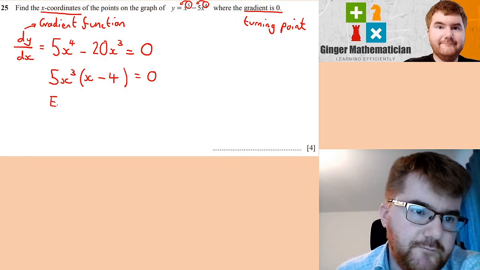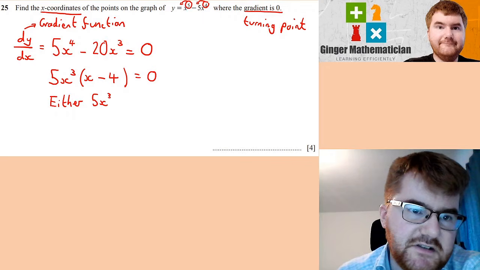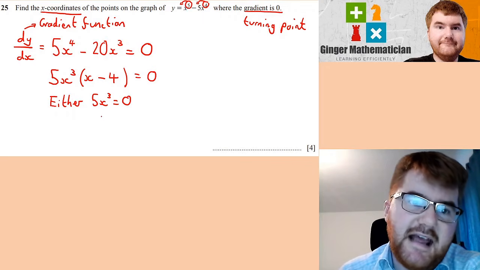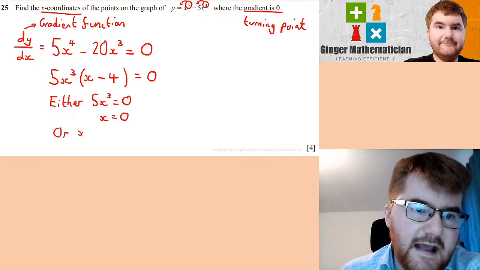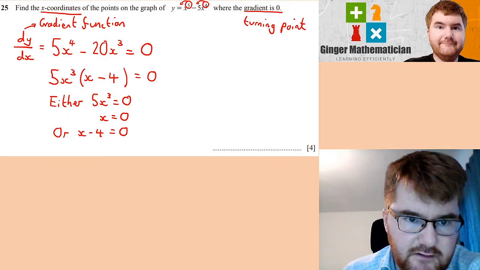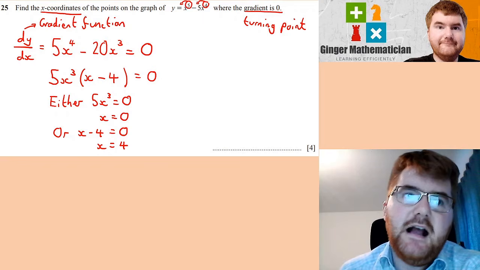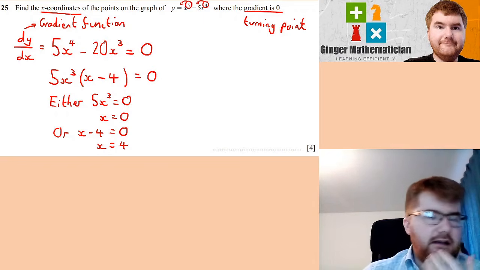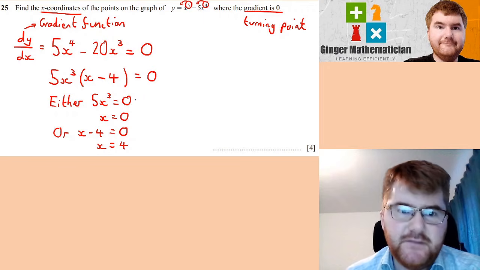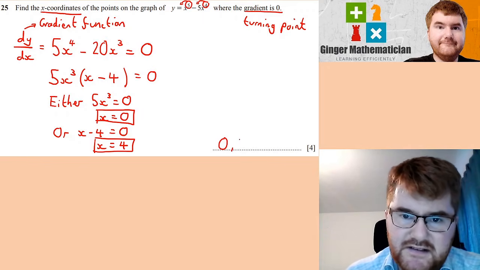So either, this is the way I like to write it, either 5x cubed is equal to 0, which means that x then has to be 0. It's the only thing that works. Or x minus 4 is equal to 0, and therefore we solve the equation: x is equal to 4. And notice all they wanted for this question are the x coordinates. We don't need to work out the y coordinates in this case. So our answers here are x is equal to 0 and x is equal to 4. So we write that in.